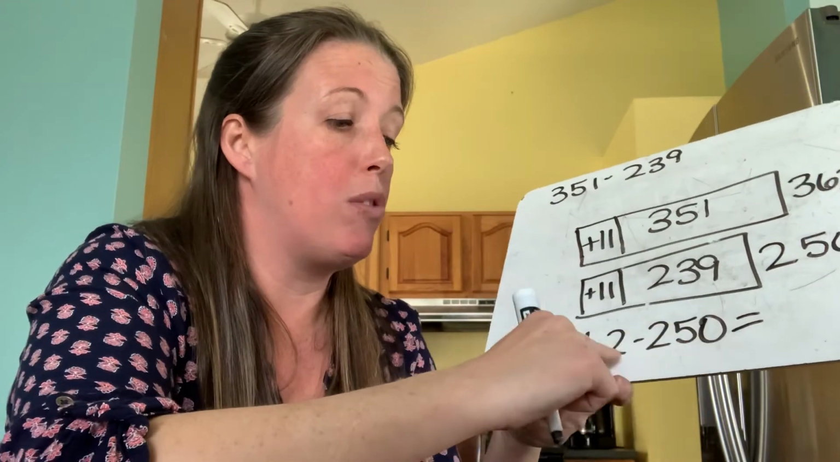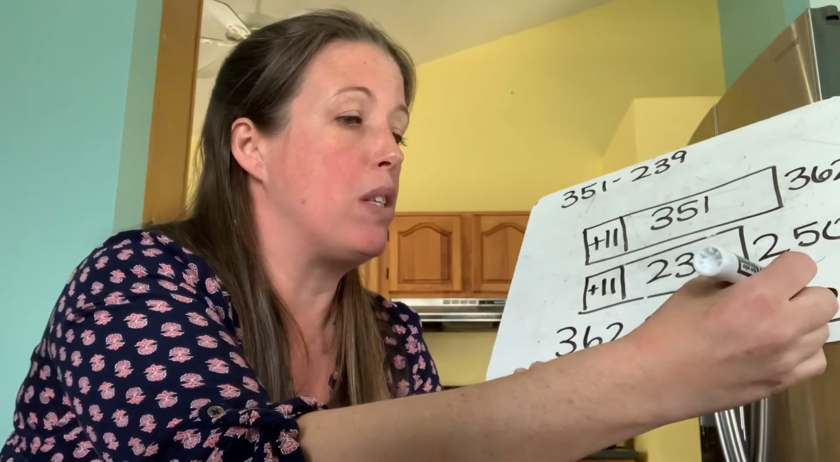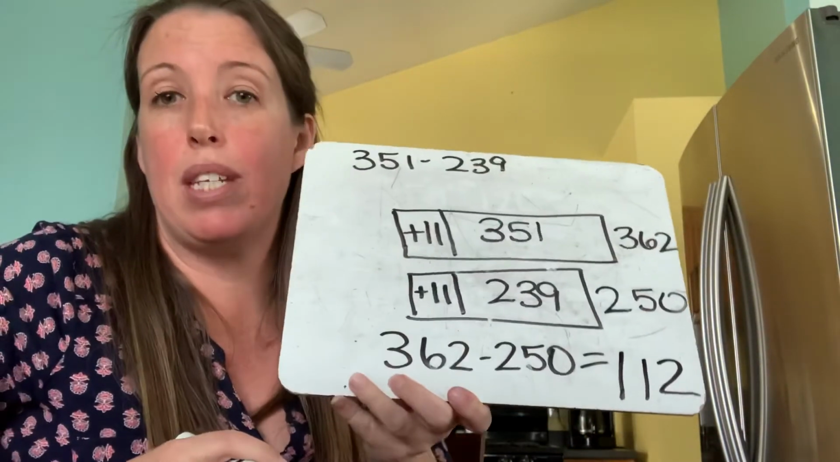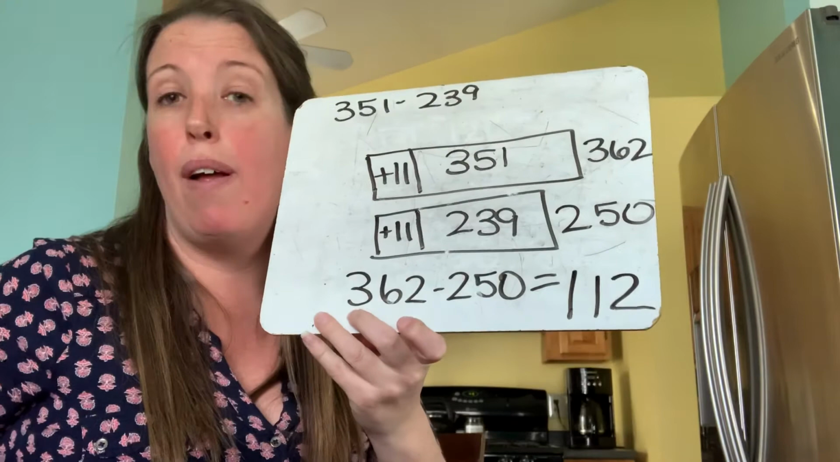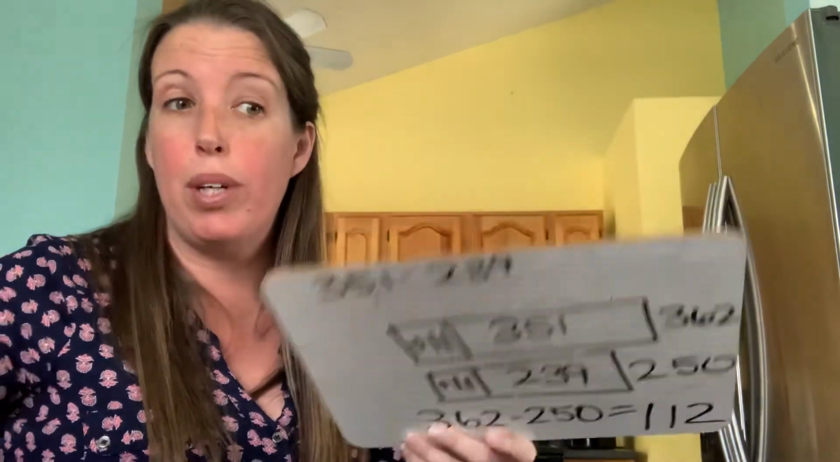And 2 minus 0 will leave me with the 2. 6 minus 5 is 1. 3 minus 2 is 1. So this still brings me to that 112. So those are the subtraction strategies that you should be most familiar with. That would be traditional, number discs, the arrow method, and compensation.